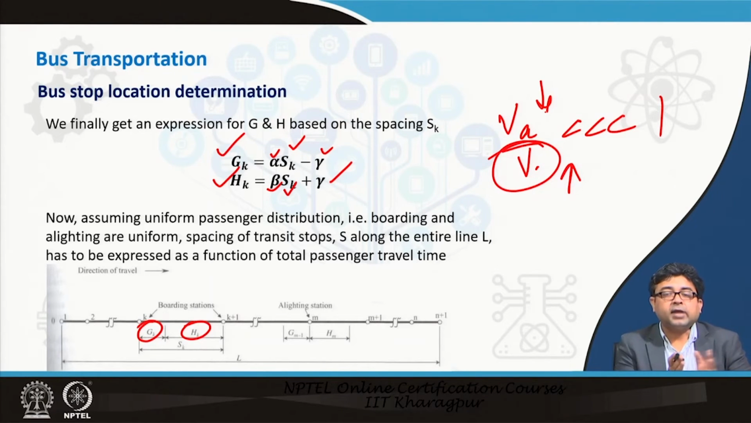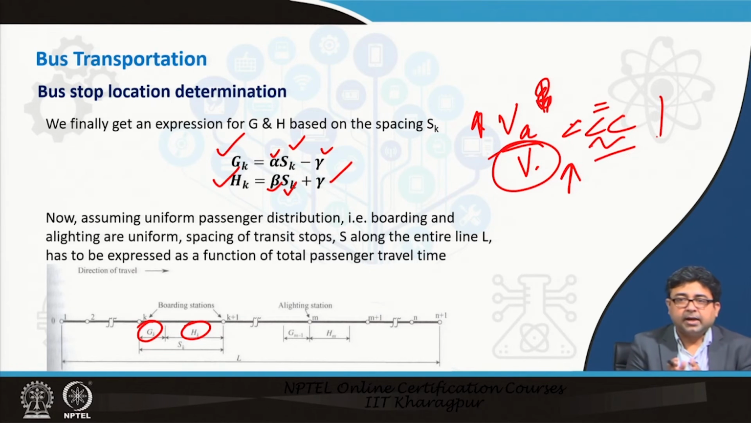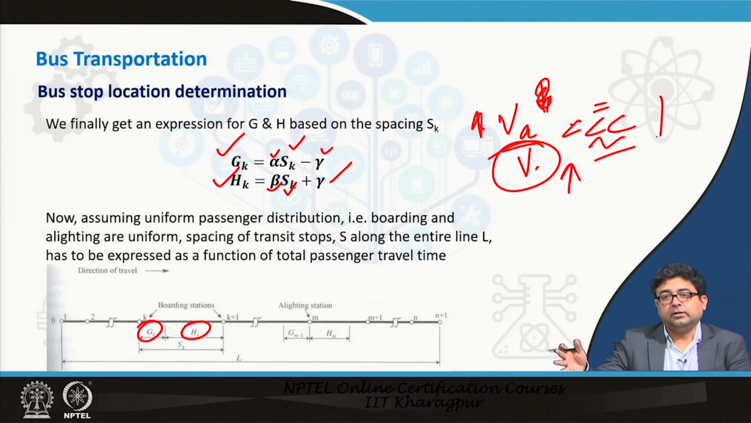Whereas, if your access speed increases, and this ratio comes very close to 1, then the market shed line starts moving towards the station in the opposite direction. Then the station in the direction of travel gets a lot of people accessing that station, and the previous station becomes almost redundant. Nobody is taking that station. So, that is the time when you can remove that station, right.